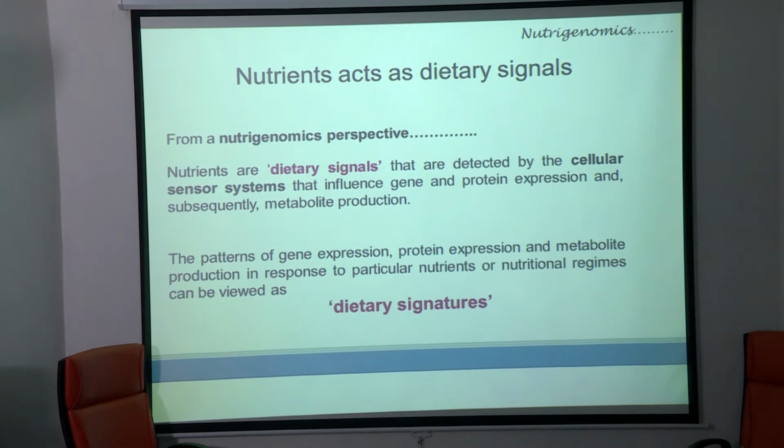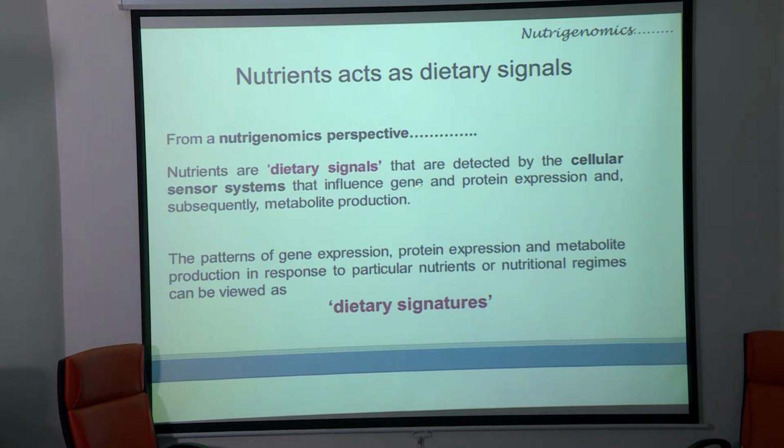But what do these nutrients do? They are basically signals. They are dietary signals for the cells. The cell ecology is sensing what you eat, and in the environment of the diet, it will perform accordingly. The nutrients are detected by the cellular sensor system that influences the gene and the protein expression, and they subsequently impact the metabolite production. So, you have changes in these expressions. As a result of these changes, the metabolite profile of the individual changes. And what are these signals? The nutrients that you eat.